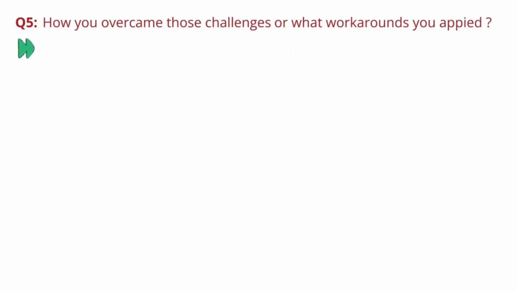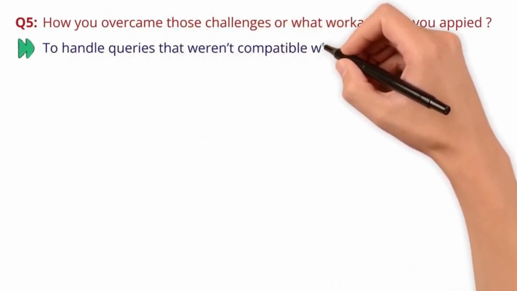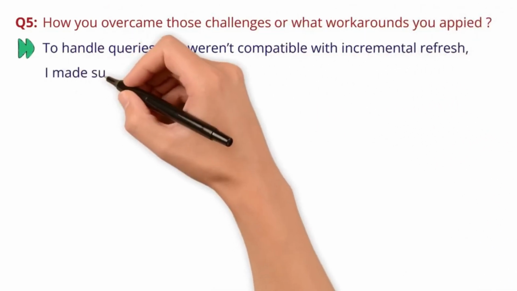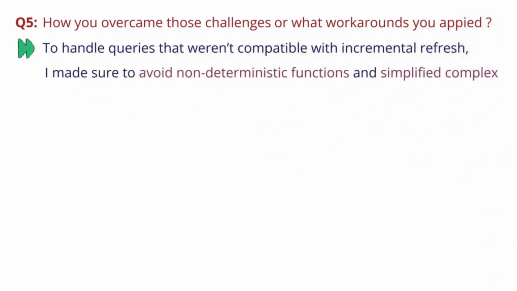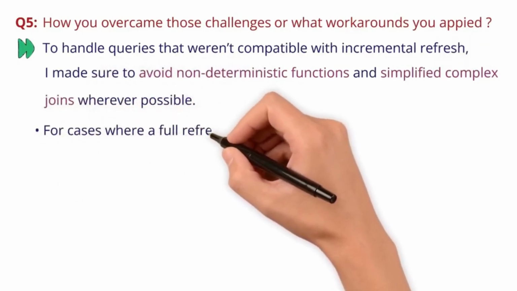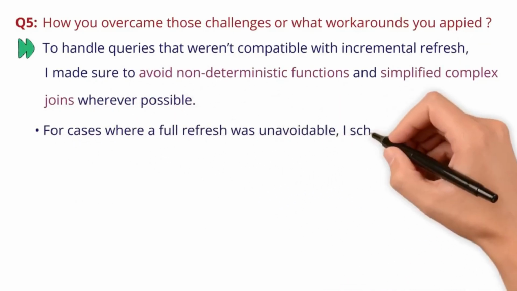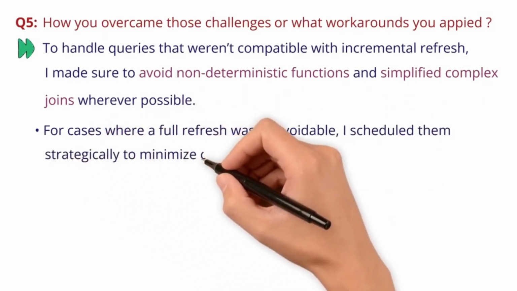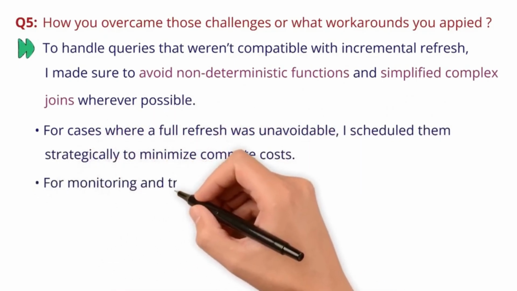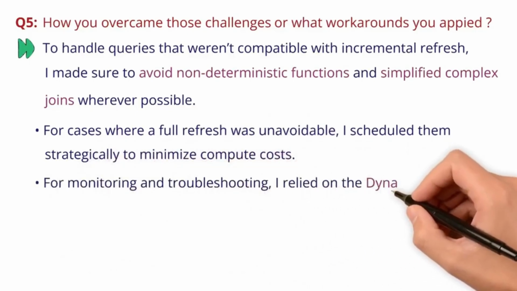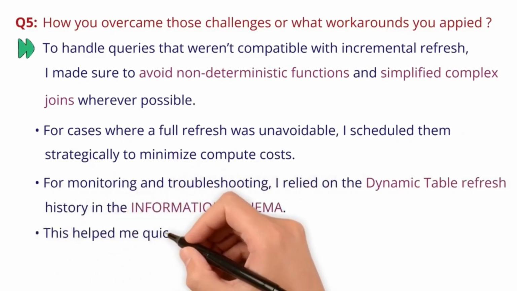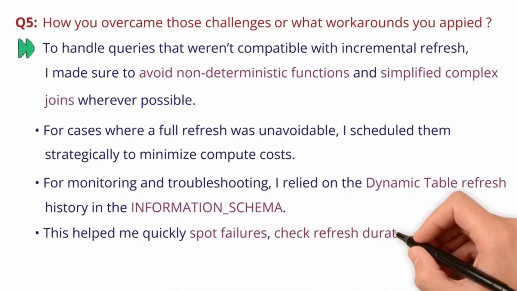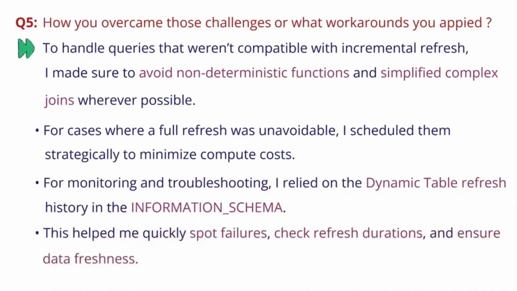Here is my answer. To handle queries that weren't compatible with incremental refresh, I made sure to avoid non-deterministic functions and simplified complex joins wherever possible. For cases where a full refresh was unavoidable, I scheduled them strategically to minimize compute costs. For monitoring and troubleshooting, I relied on dynamic table refresh history in the information schema. This helped me quickly spot failures, check refresh durations, and ensure data freshness.